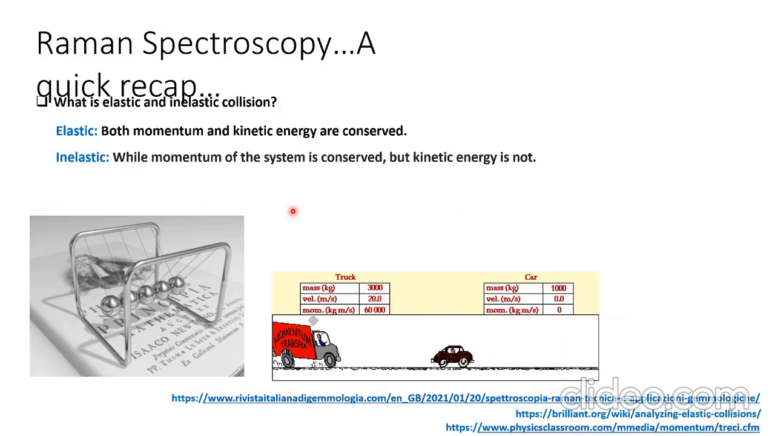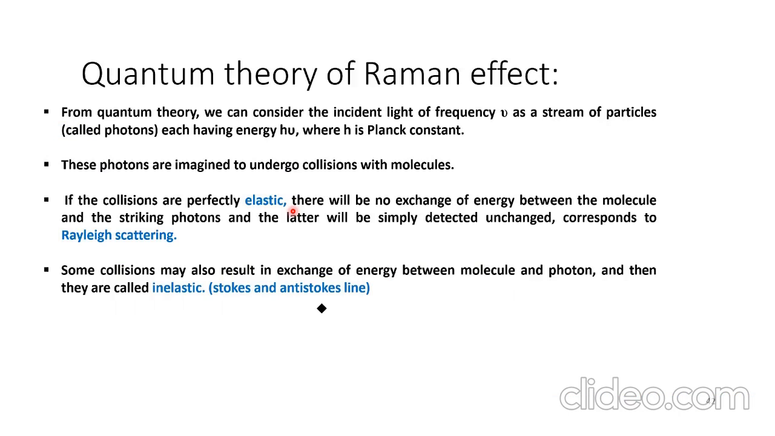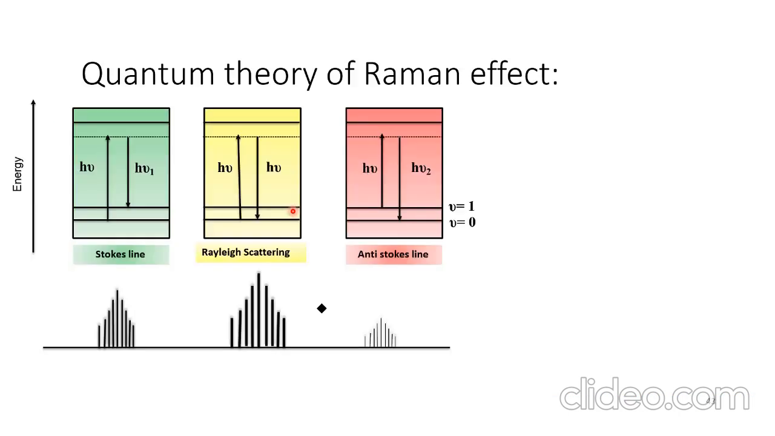So now, from the quantum mechanics point of view, the Raman spectroscopy we can describe with the help of elastic and inelastic collision. Elastic collision means both momentum and kinetic energy are conserved, while in inelastic the momentum is conserved but the kinetic energy is not. So in the Raman, basically we check inelastic collision, and here you can see.